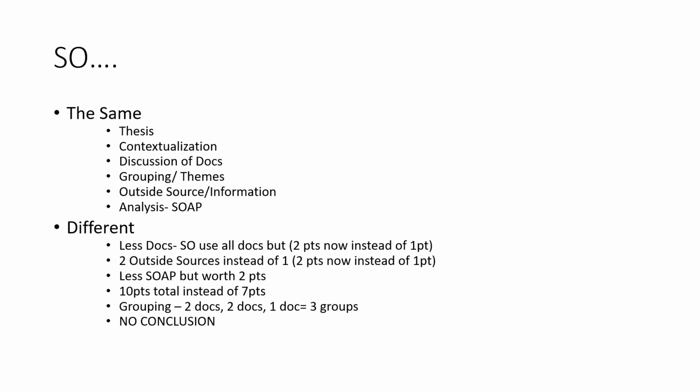Remember grouping now, it's 2, 2, and 1. So you're still going to do 3 groups. You're still going to do your T-chart. You're still going to group everything 2, 2, and 1. They're just really looking for 2 themes. And so that last body paragraph is just going to be much shorter because it'll be 1 document, 1 soaps. And then if you haven't used an outside source, put that in there. And then don't even think about conclusion. There just isn't any time.